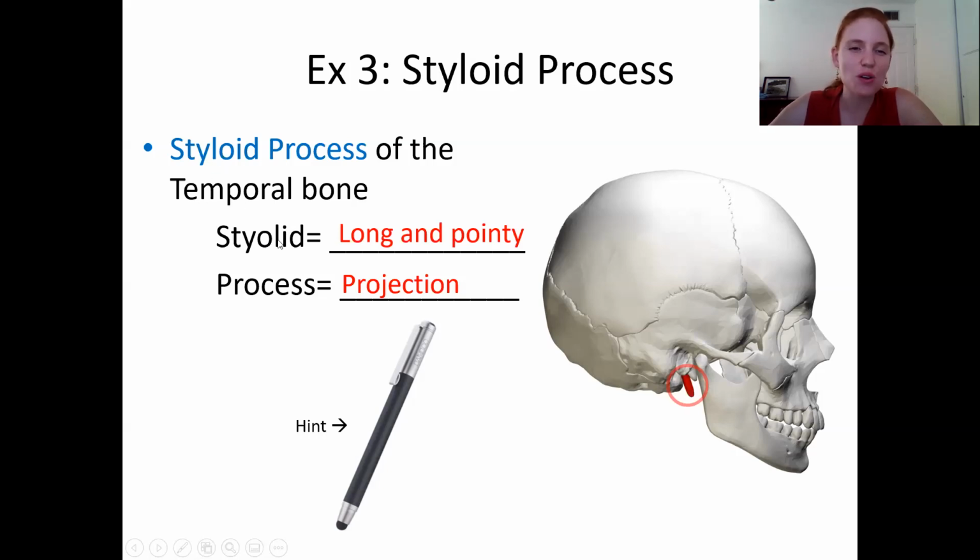The styloid process is a long, pin-like, straight pointy projection. And the good news is, if you understand where all those pieces come from, it's actually a 3-for-1. Does anybody else know where the other styloid processes are? So there's one on each of the temporal bones.